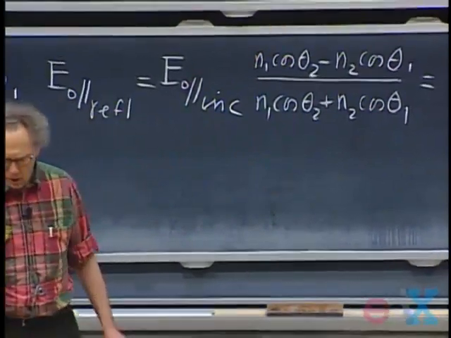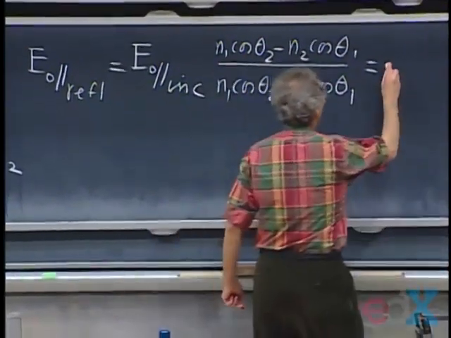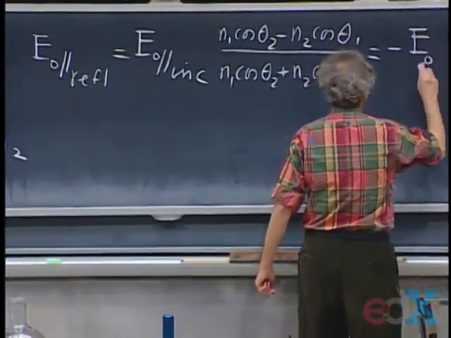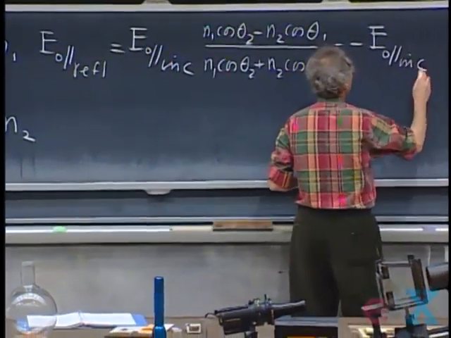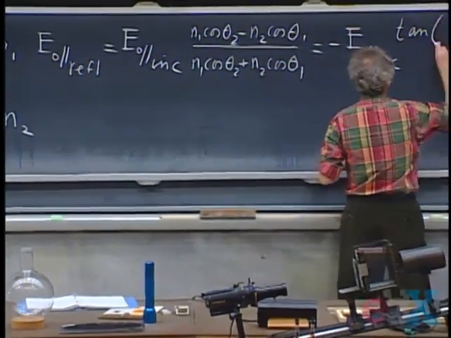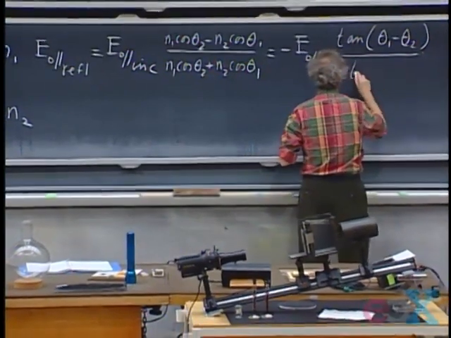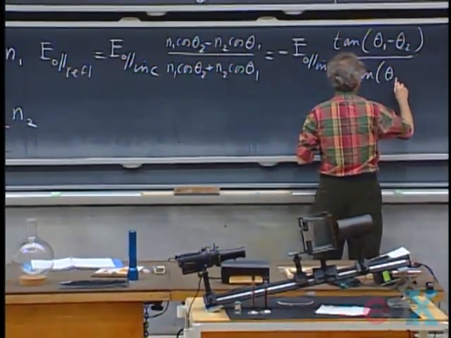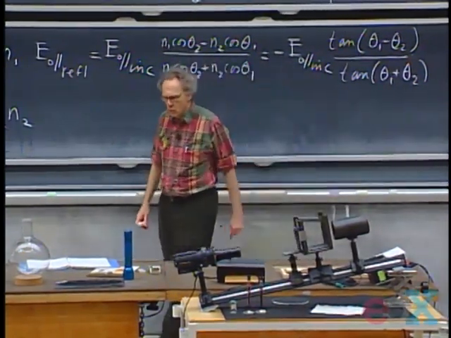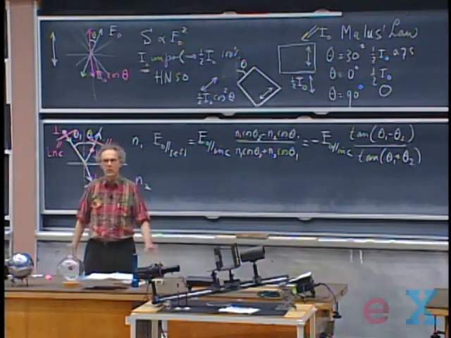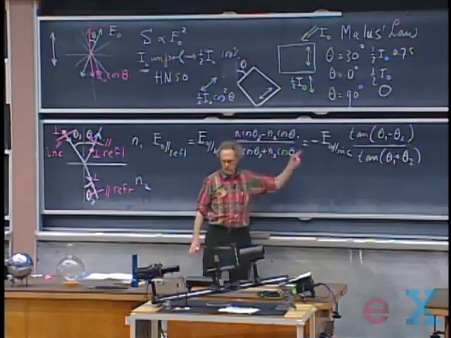And if you apply Snell's law, you can simplify this equation. In this case, it will help us. And so you get minus E zero parallel incidence, and now you get the tangent of theta one minus theta two divided by the tangent of theta one plus theta two. So these two equations are identical. Though that may not be obvious to you, certainly not obvious to me either, but if you substitute Snell's law in here, you can show that these two are the same.